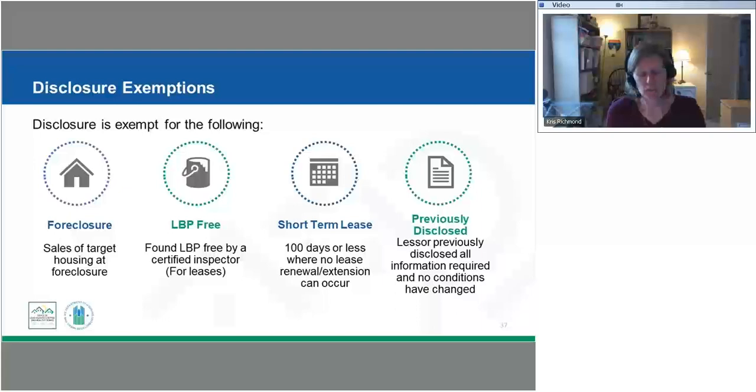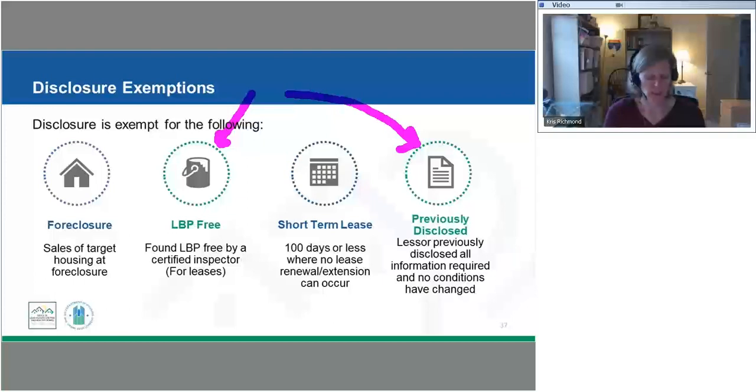So there may be times when disclosure is exempt. These exemptions are found at 24 CFR 35.82, and this is in Subpart A. But the two most relevant for project-based assistance are the ones that we see in these green circles here. So the first one, and Les mentioned this earlier, lead-based paint free. So if the unit and the areas are found to be lead-based paint free by a certified inspector, then it's exempt from having to do disclosure.